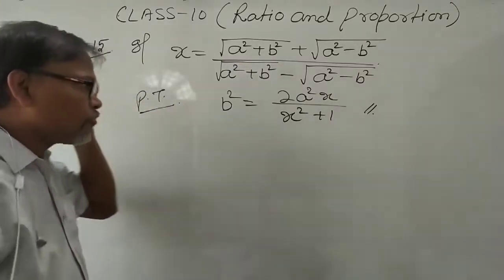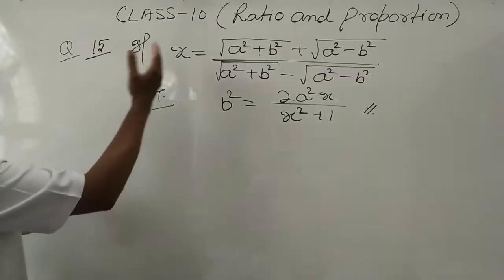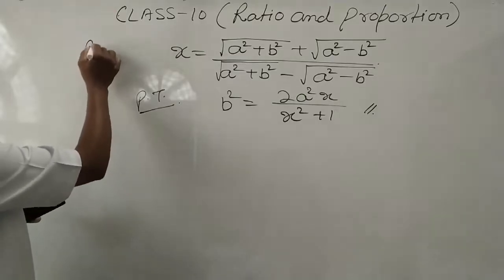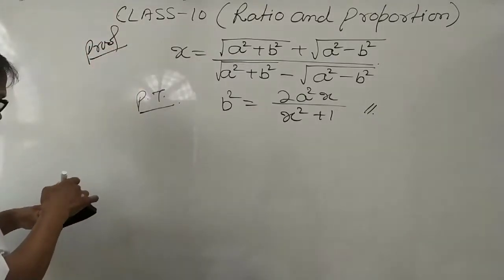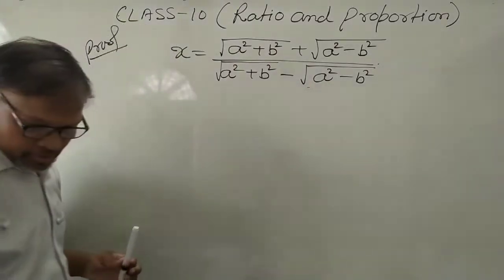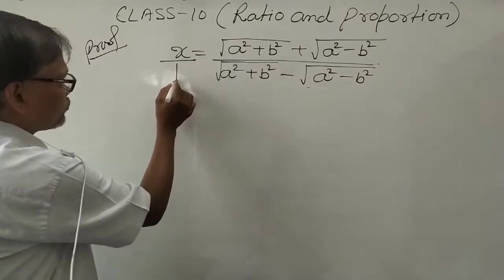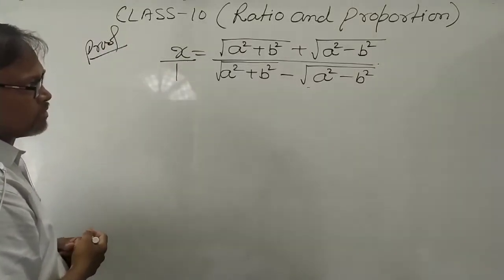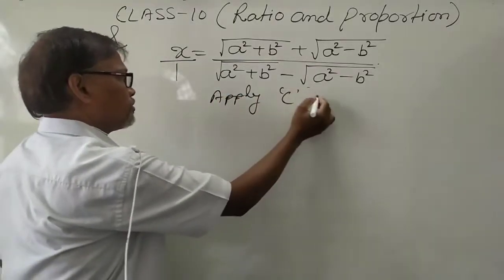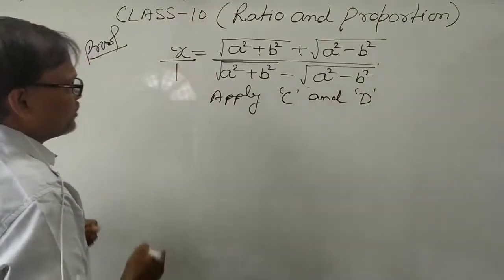In this, if you take the proof, you can write the question. I'm starting from here. That is the proof. You will write the proof and again you will write the same thing. But there is no denominator on the left hand side, so write it as x upon 1. And apply Componendo and Dividendo.